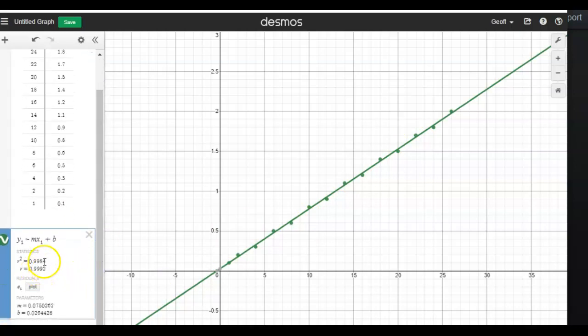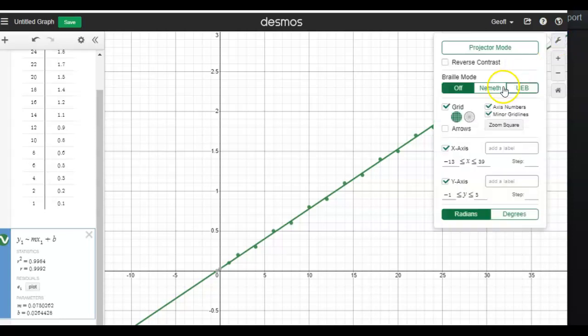0.998 is our R squared value, which means that it's an excellent fit. And the value for the slope, which is one of the things we'll be interested in, is 0.075. So let's remember that. We forgot to put in our axes labels.